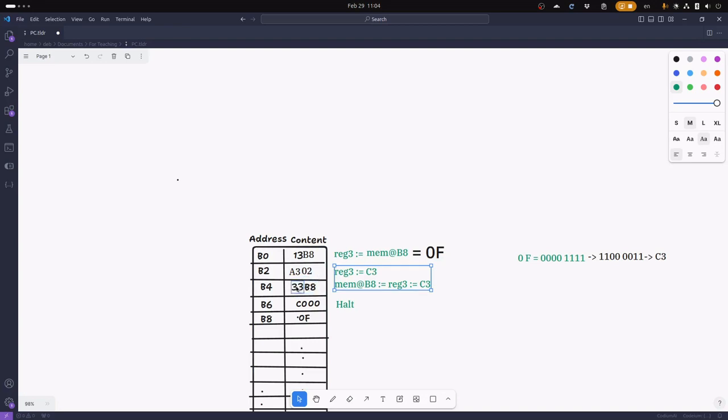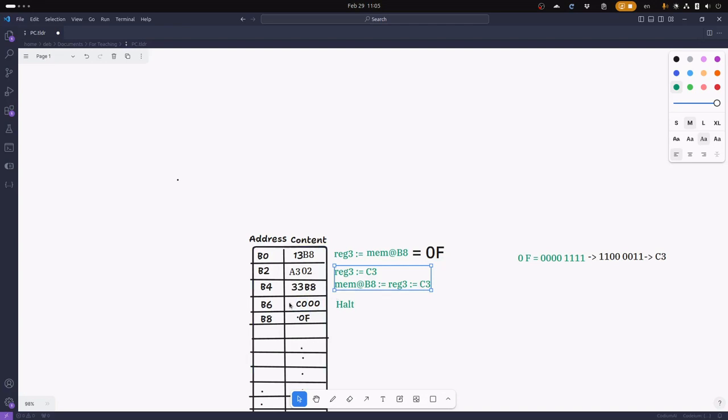And then we got this command. What does this command mean? It means store the value of register 3 into memory cell B8. So memory cell B8 equals register 3, which means C3. Before it was 0F, but it got changed to C3, and since we are executing this command, the value of register 3 is C3. It's obvious, right? So as a result, the value of memory cell B8 is now C3.